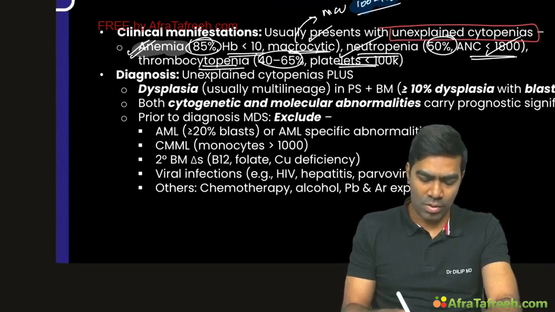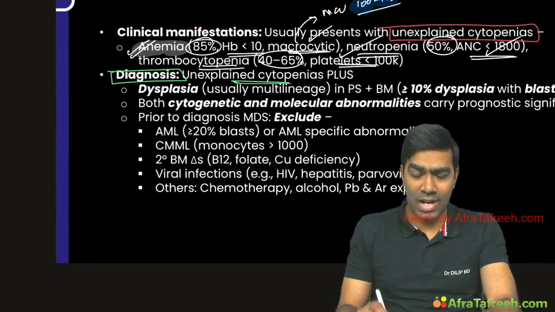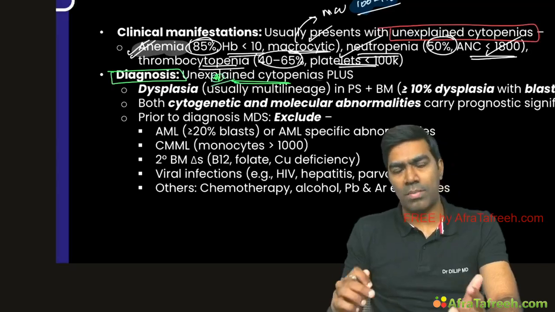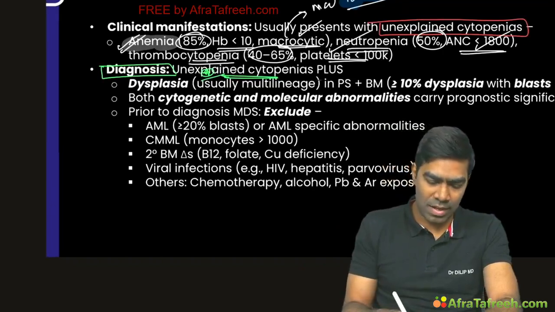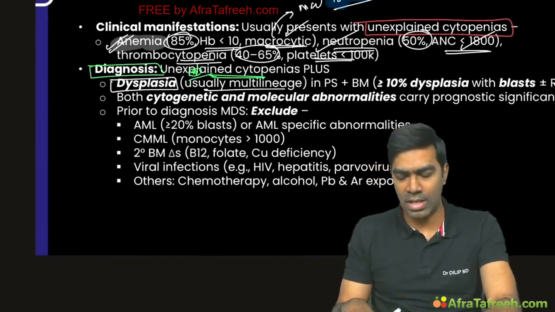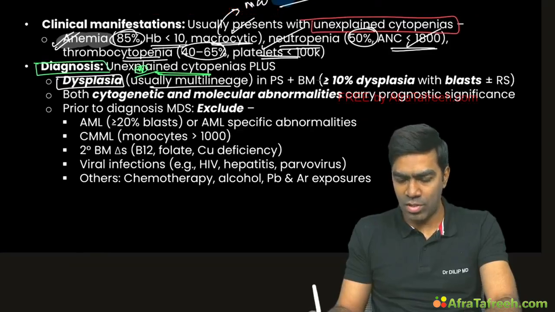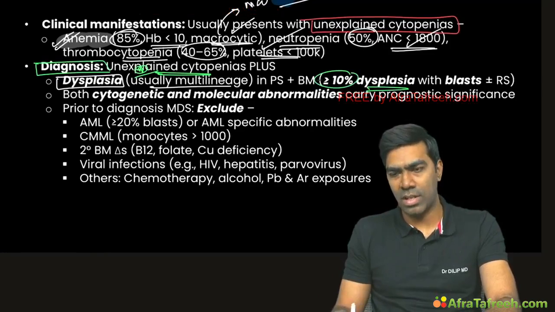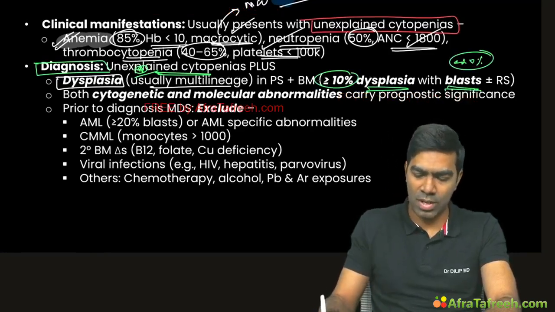And how about the diagnosis of MDS? Number 1, as I said, patients will be having unexplained cytopenia. That's a very important point. You should not be able to explain the cytopenia with anything else. Plus, at the same time, they'll be having evidence of dysplasia, typically a multilineage dysplasia in the peripheral smear as well as in the bone marrow. And there should be at least 10% dysplastic cells by definition. And there can be blasts, but the blast count should be less than 20% by definition.